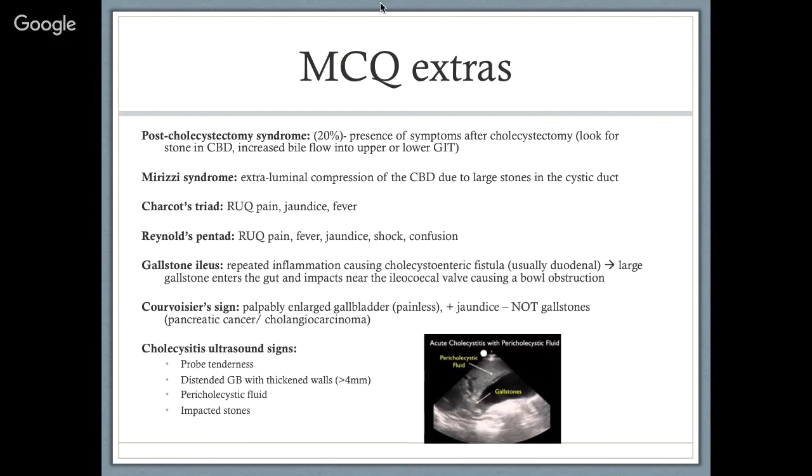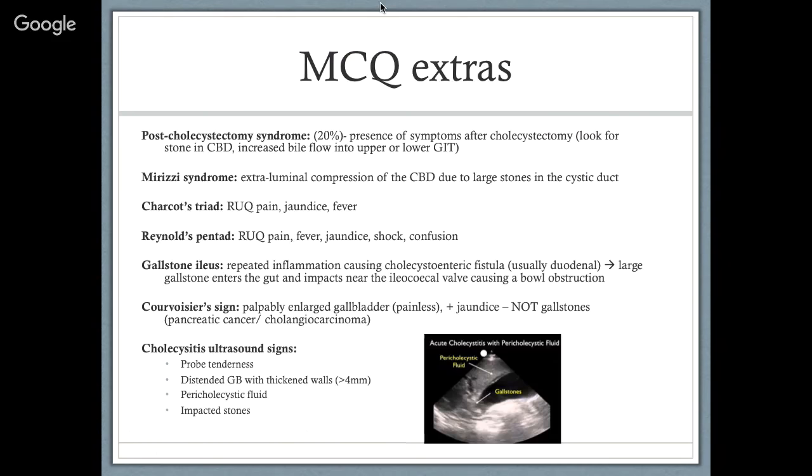So just some quick multiple choice questions, some words and phrases to be aware of. Post-cholecystectomy syndrome happens in 20% of patients or thereabouts, and it's the presence of symptoms after a cholecystectomy. So patients will go in because they've got right upper quadrant pain, it's worse with meals, they'll get an elective cholecystectomy and the pain will still be there.